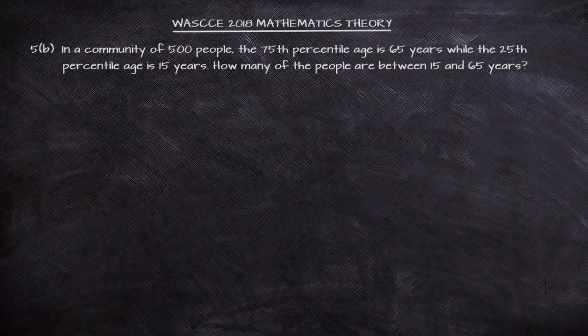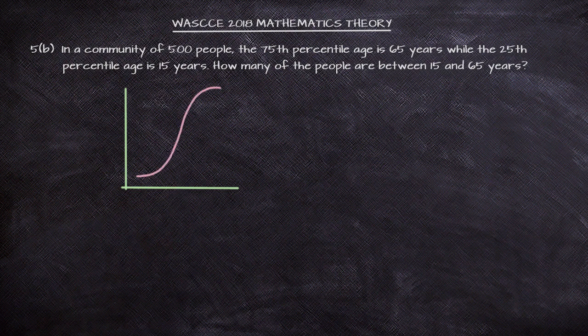Alright, now our last question in section A. We are told that in a community of 500 people, the 75th percentile age is 65 years, while the 25th percentile age is 15 years. Now we are asked how many of the people are between 15 and 65. If you recall our cumulative frequency curve, the Ogive, normally it will be something like this, and we have cumulative frequency on the vertical side, and here we can have the age on the horizontal side.